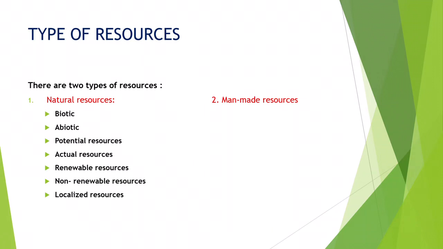Our next point is human or man-made resources. Human beings are capable of changing natural resources into useful products. They use their knowledge and skill to develop technology to convert natural resources into useful products. Human beings use natural resources to develop buildings, roads, machinery and vehicles. These are known as human-made resources. Technology is also an example of human-made resources.